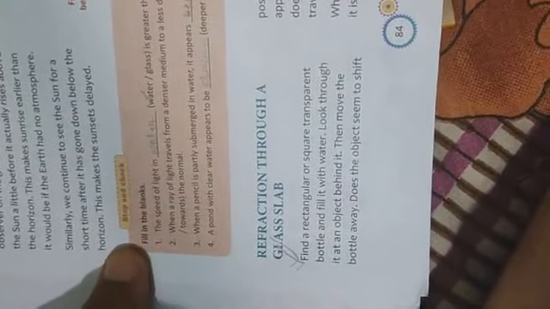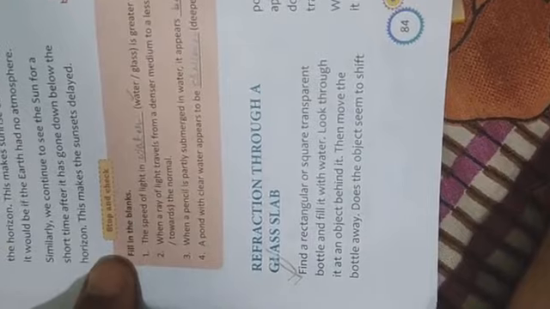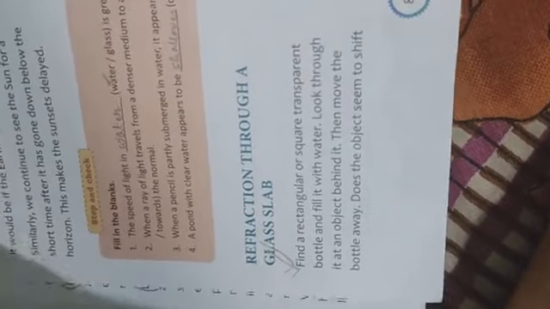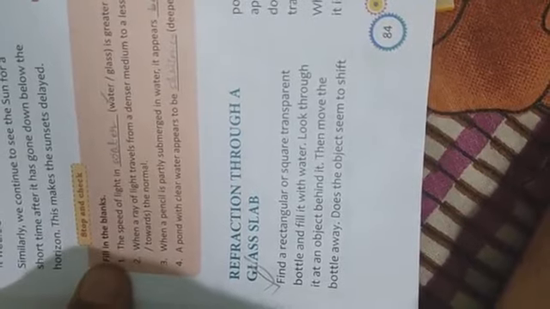Okay. So next is the refraction through a glass slab. So first of all, you have to find a rectangular, square, transparent bottle and fill it with water. So look through it, with an object behind it. Then move the bottle away. Then you will see the effect due to the refraction of light.